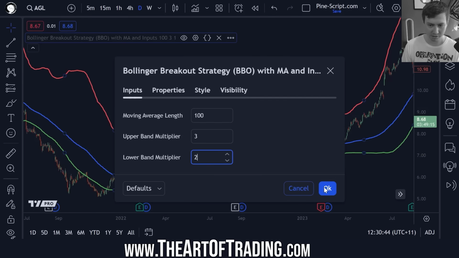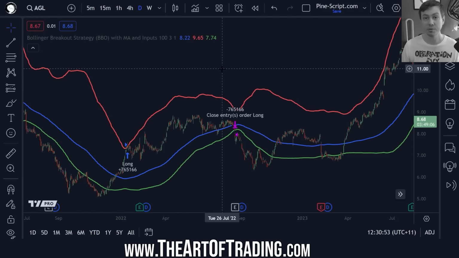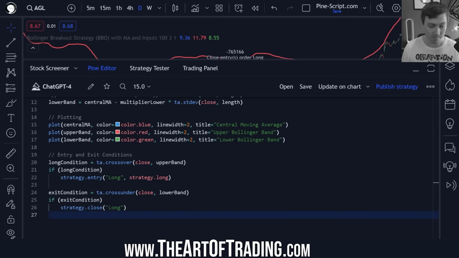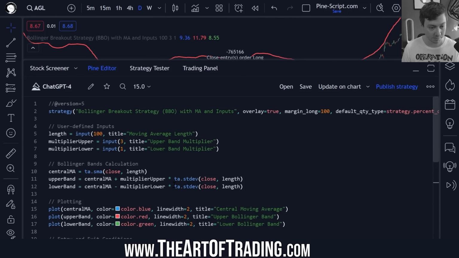Change our standard deviation to 2. Works. Amazing. Very cool stuff. Again, I haven't written a single line of code here. I've just asked ChatGPT to write it for me, and it's done a decent job, I have to admit. It's not perfect, but it's decent.